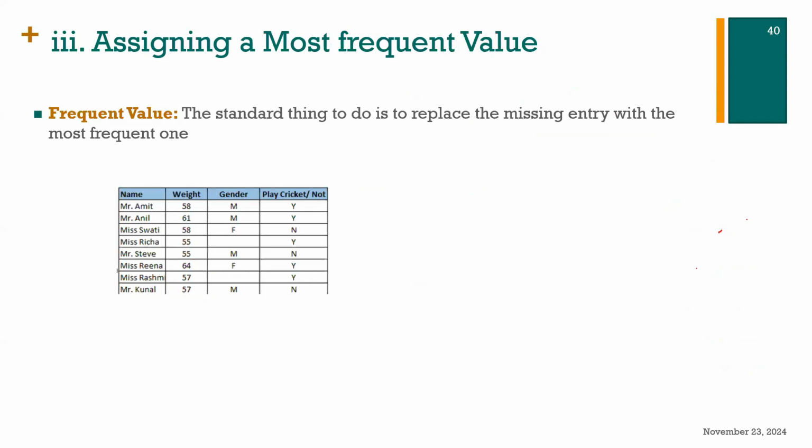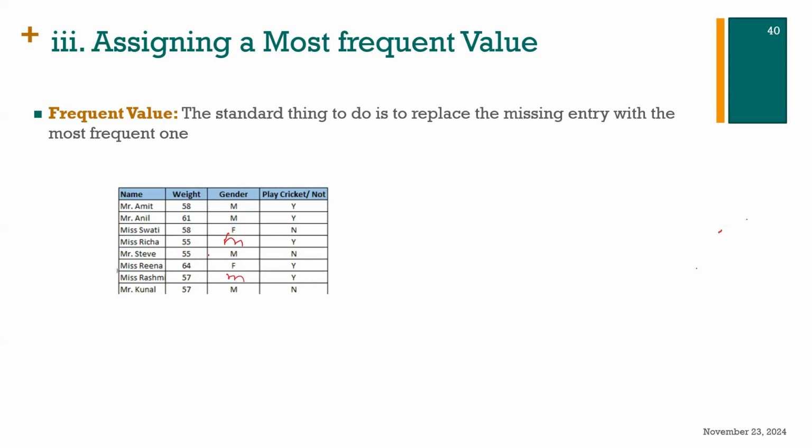Another option is to assign the most frequent value. See, the standard thing is to replace the missing entry with the most frequent one. You just look at the one that is used most frequently, and you use it to replace. This is M. Okay, I'm going to say this is M. It's going to be M. So this is a simple method of using the most frequent value. It could be a number, and it could be a categorical value.